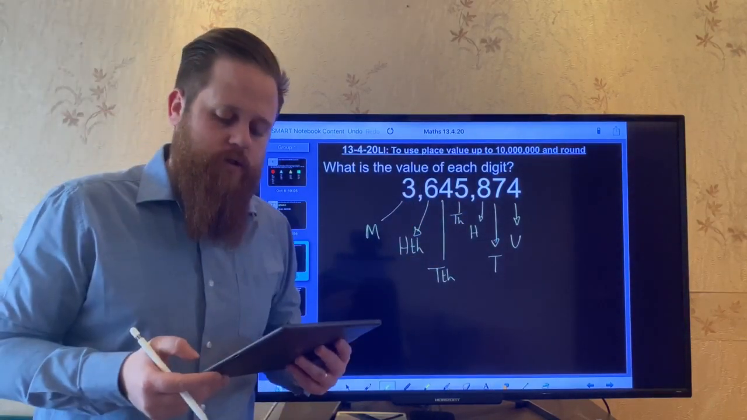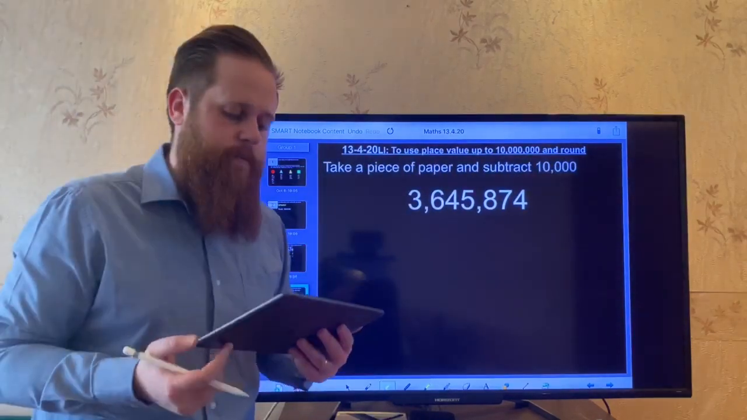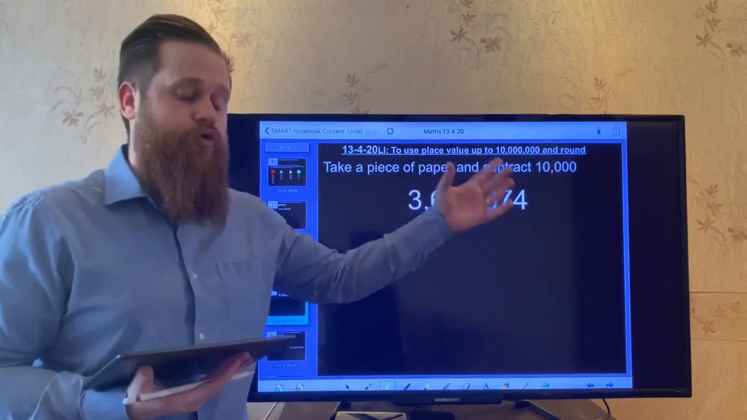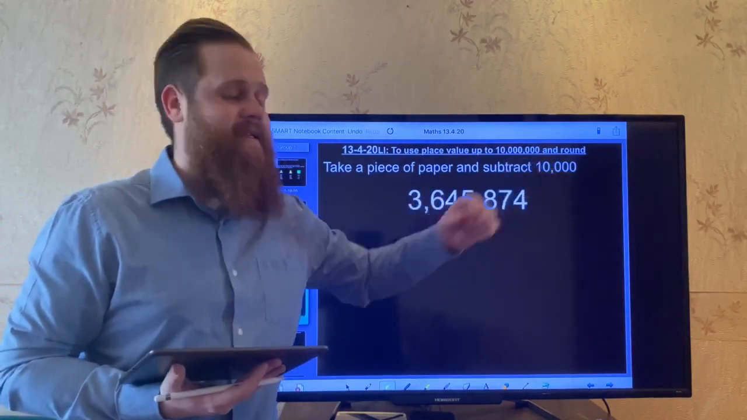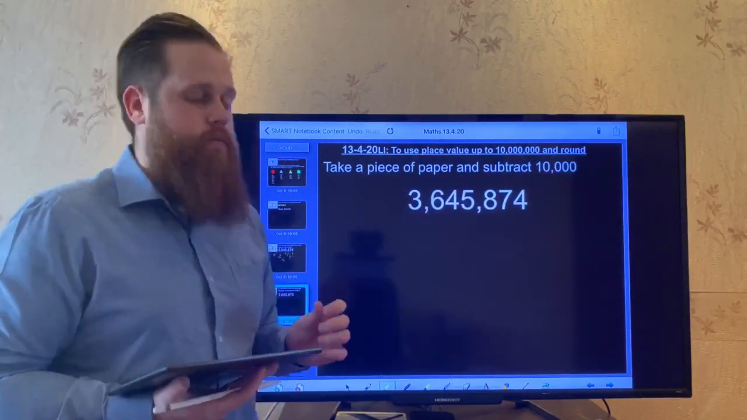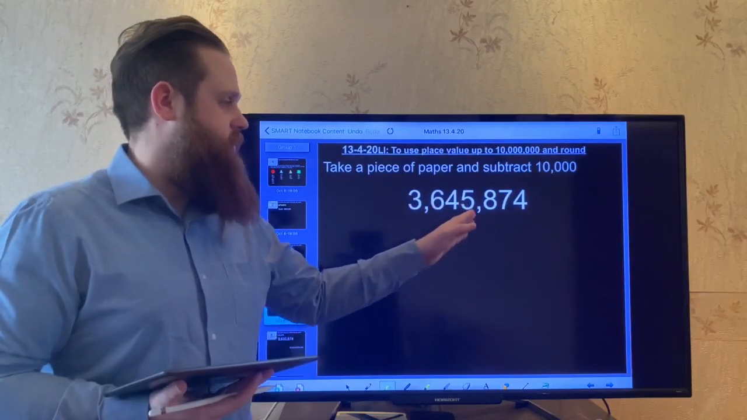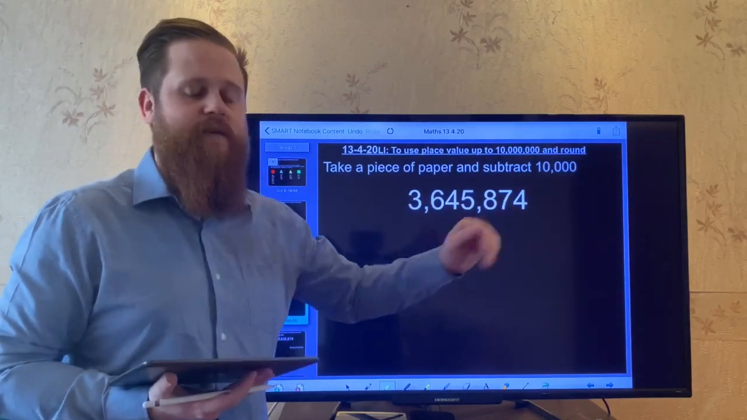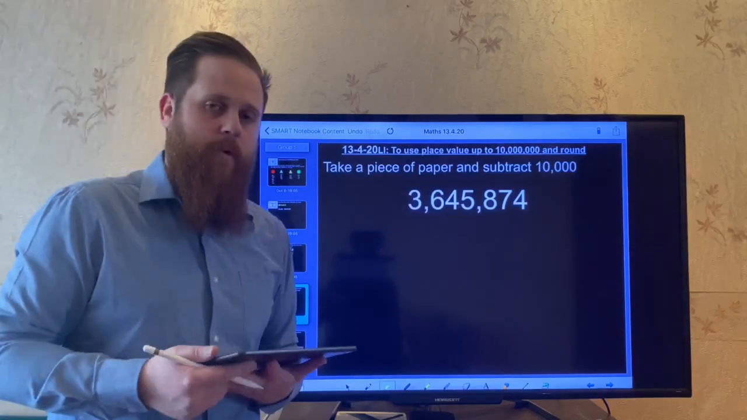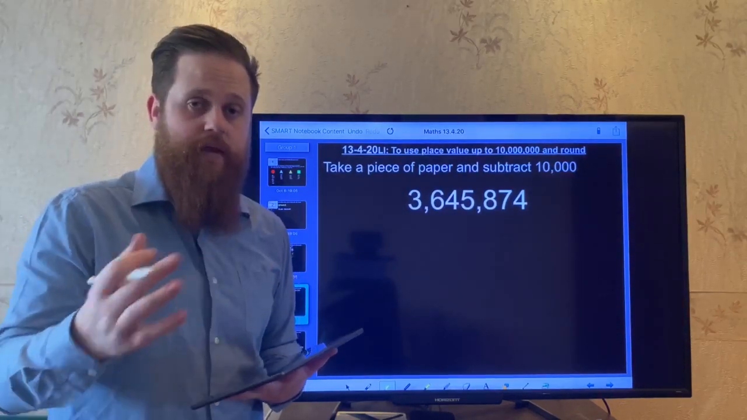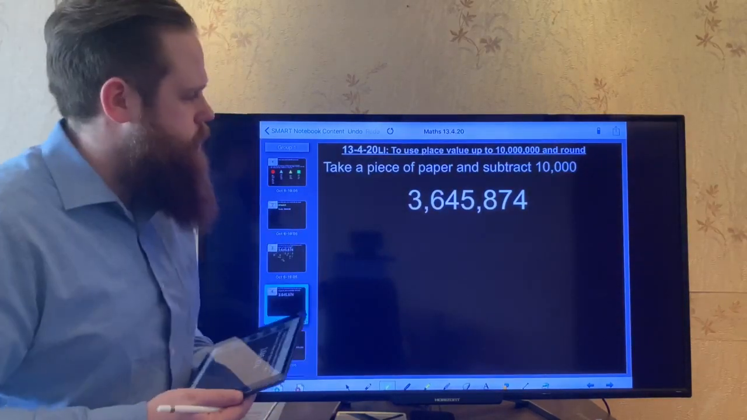Now then, we're going to get straight to our first little introduction here, and we're going to look at place value to subtract. Now it's a nice whole number, 10,000. So I would like you to subtract 10,000 from this number, 3,645,874. Remember, pause the video if you need to, have a go at it, and then press play as we go through the answers.